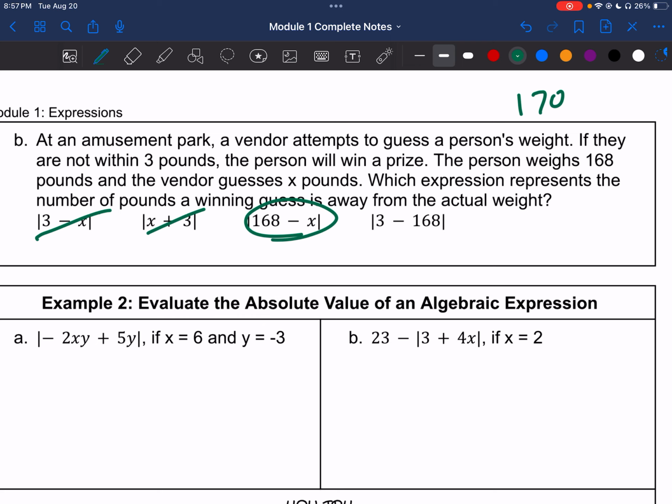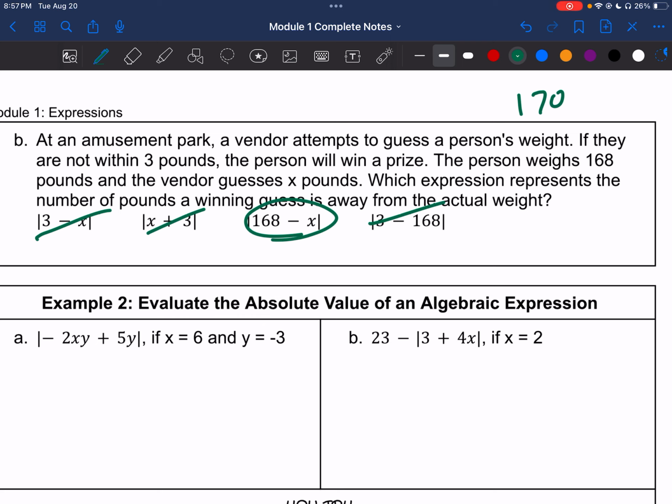What about 3 minus 168? Does that tell us anything in relation to the guess that the person is making or the vendor is making? No, you're going to get negative 165, which really doesn't tell us anything. So that one's not it. So we only have one possible way of writing it out of the 4 that we were provided with today.